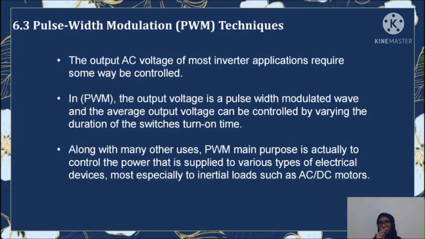The pulse width modulation technique can also be called PWM. The output DC voltage of most inverter applications requires some way to be controlled. In PWM, the output voltage is a pulse width modulated wave, and the average output voltage can be controlled by varying the duration of the switch's turn-on time. Along with many other uses, PWM's main purpose is to control the power supplied to various types of electrical devices, most especially inductive loads such as AC or DC motors.